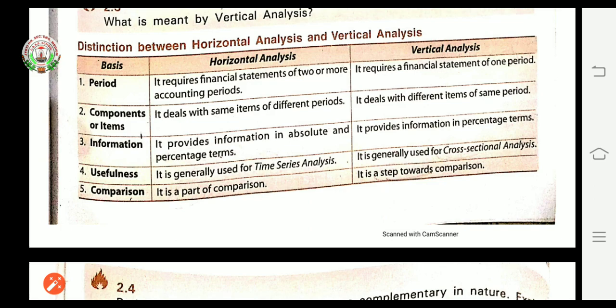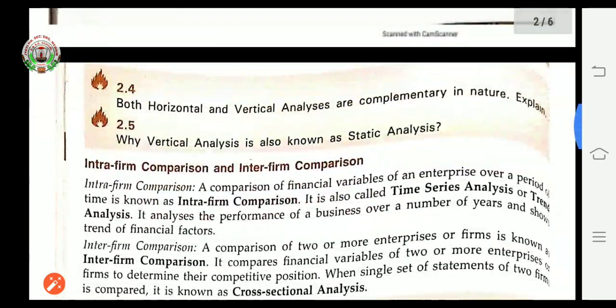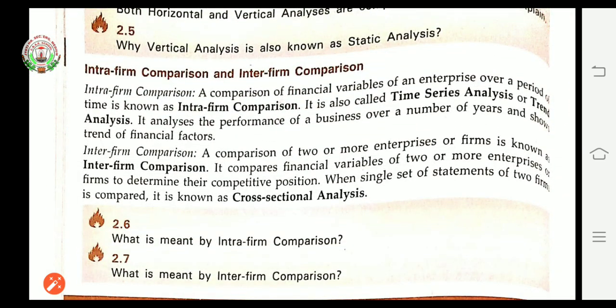Fifth is comparison. Horizontal analysis is a part of comparison, and vertical analysis is a step towards comparison. Means from here we can start the comparison for that particular enterprise. Now we have two kinds of comparison: intra-firm comparison and inter-firm comparison.